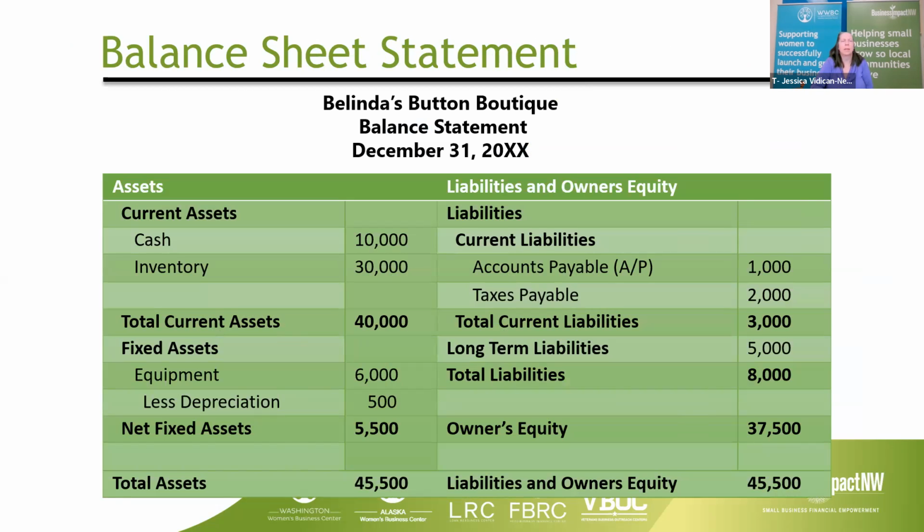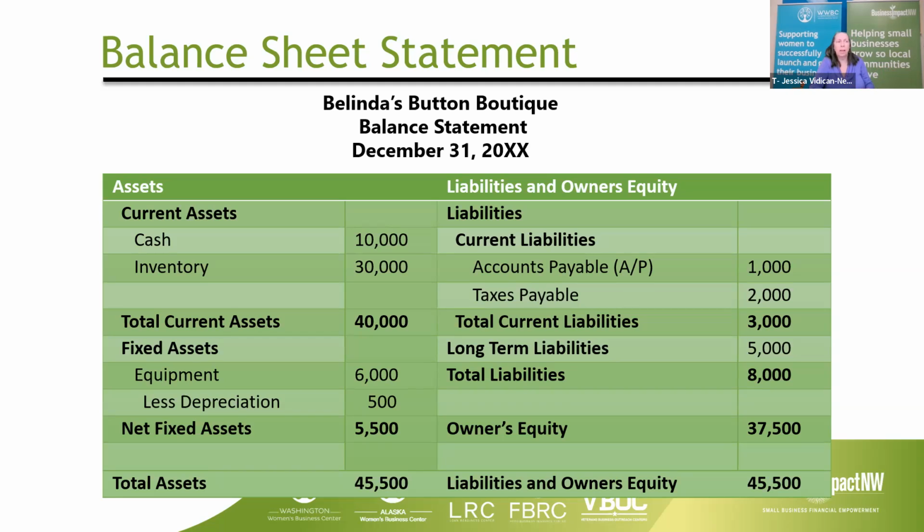Your basic balance sheet statement, as you can see in this example: your current assets are cash and inventory, which comes up to $40,000. Your fixed assets are going to be your equipment minus the depreciation, like with the car example. As soon as you drive that equipment off the lot, it's worth a little bit less. And that's your net fixed assets in this example of $5,500, which gives you total assets of $45,500.